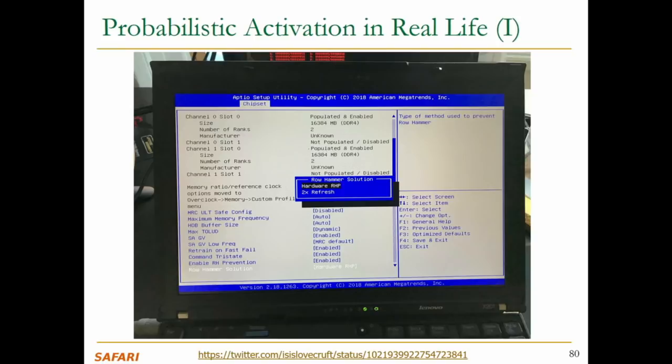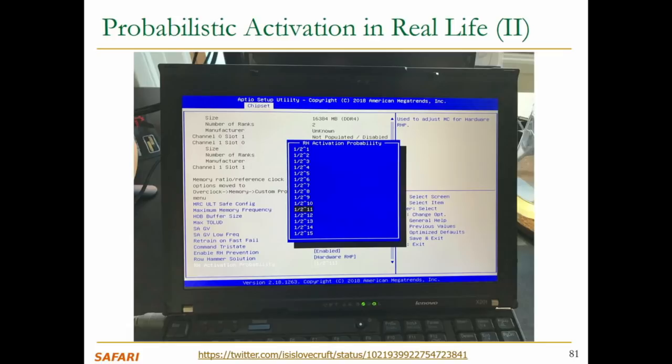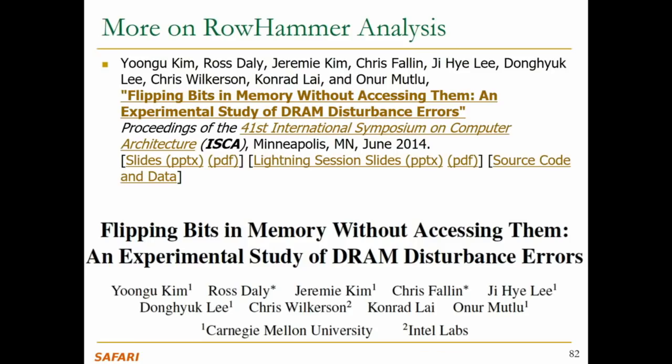In the BIOS, you can have different Rowhammer solutions. You could either double your refresh rate or have this hardware Rowhammer protection, which is kind of mysterious, but clearly they're doing some probabilistic solution. So you can actually change the Rowhammer activation probability in some way. And you can decide your protection level, if you will, over here. It was fun to see this.